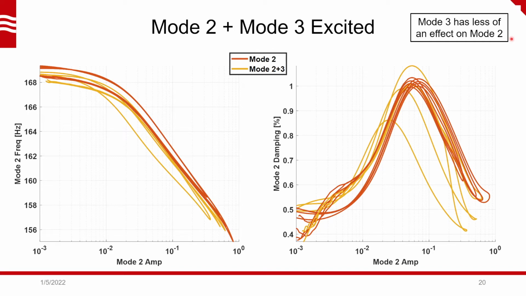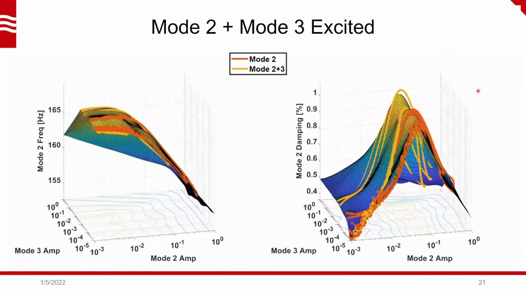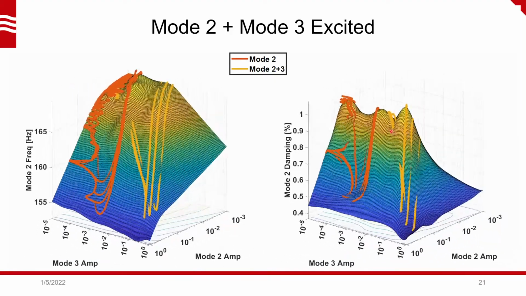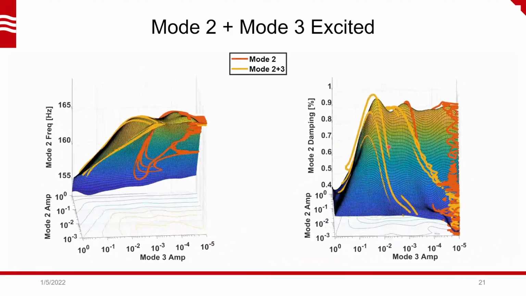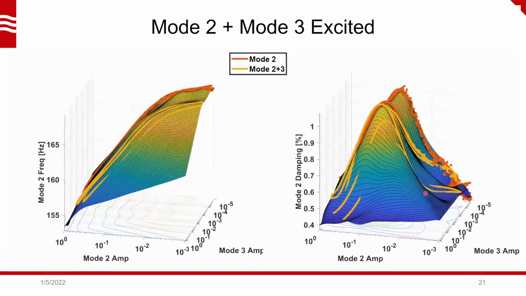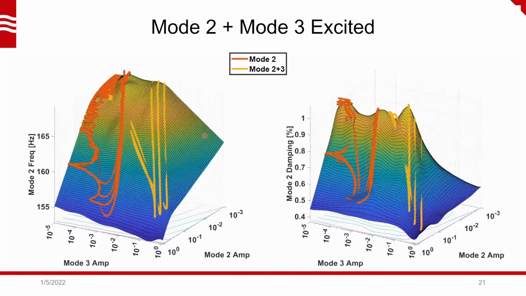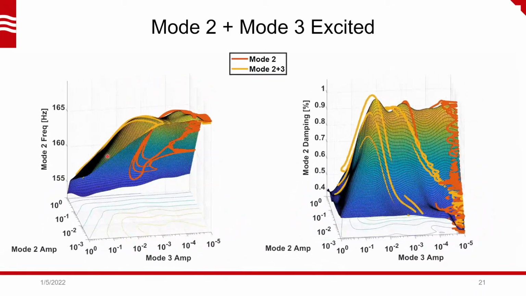And now mode 2 doesn't show that much coupling to mode 3, where the frequency doesn't change that much at all, and the damping just changes a little bit. And now if we just jump to putting those as a surface, then that's what we see. Part of it is that the data that I have isn't as complete as it could be. So this top left corner here, there's not that much data defining what it is, and it's basically just extrapolating off of what I do have.